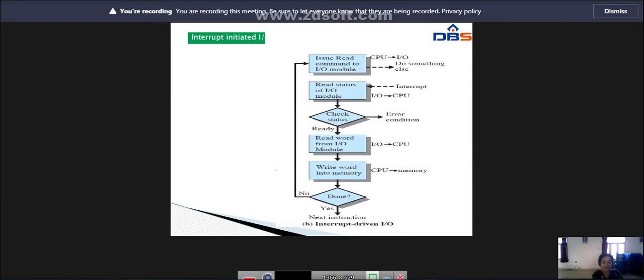Next, coming to the second one, the non-vectored interrupt. In a non-vectored interrupt, the branch address is assigned to a fixed location in memory. So these are the two types available in the processor: vectored interrupt and non-vectored interrupt.